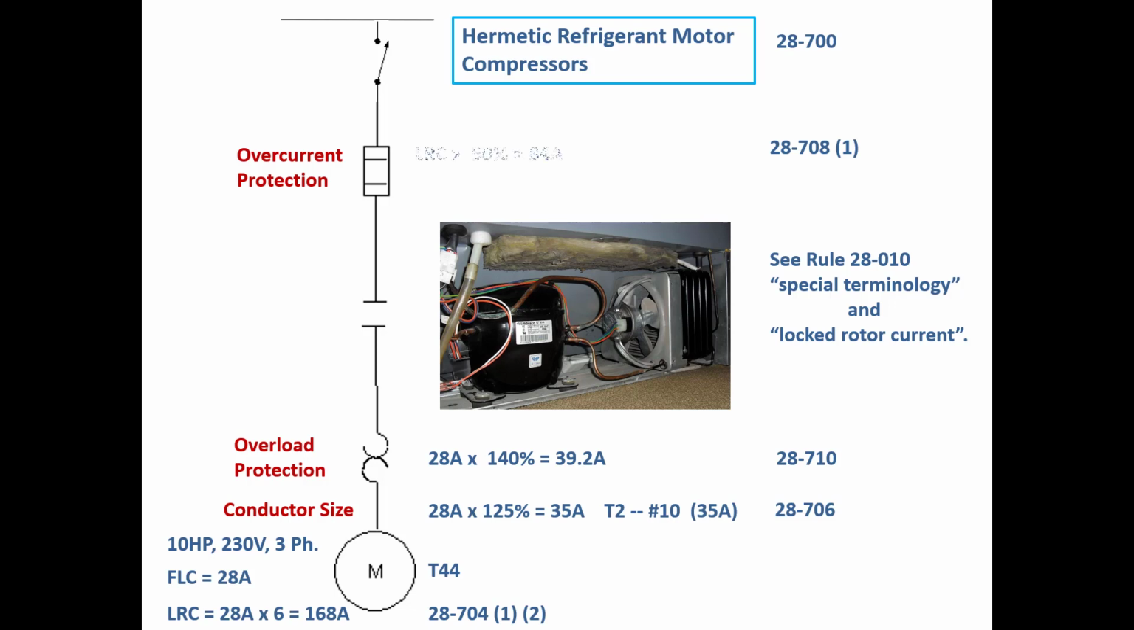So we're going to take 50% of our locked rotor current, which is 168 based on that 6 times, and that's what we're going to use to go to Table 13. So we don't go to Table 29 for hermetic refrigerant motor compressors. It says that right in the rule, and that's exactly what we're going to do, take 50% of the locked rotor current. So I sized it from Table 13. Again, it can't be more than that, so I go to an 80 amp fuse. If this gave me nuisance tripping, I would be allowed to change this to 65% and then size it again. That's what the rest of that rule said.